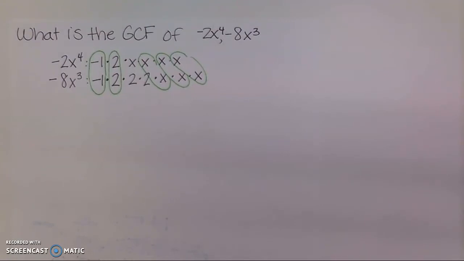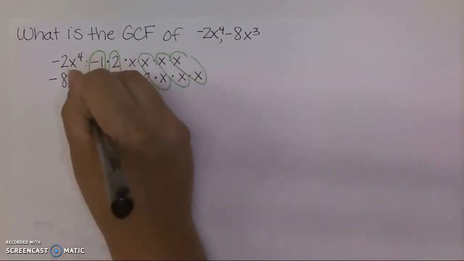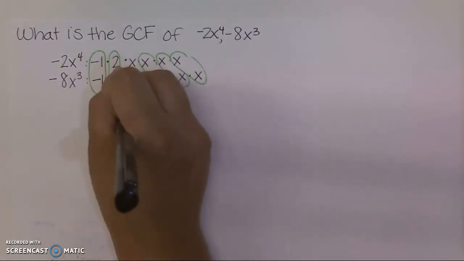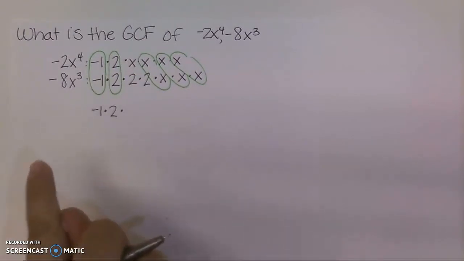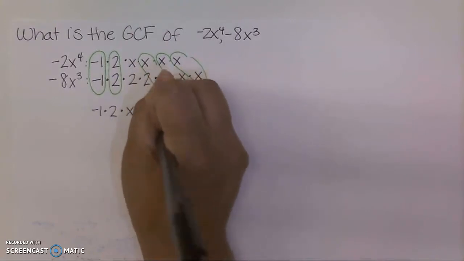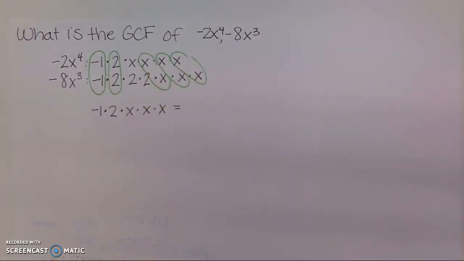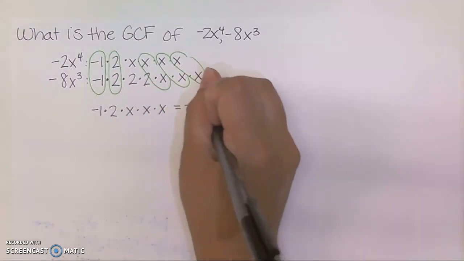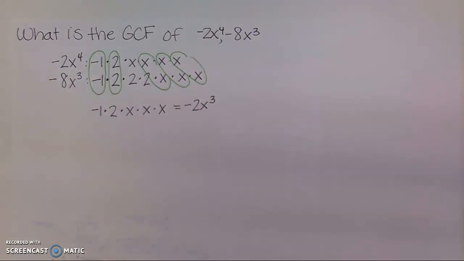To find the GCF, I would need to take one thing from every circle. So -1 times 2, times x times x times x gives me my GCF, which is -2x cubed. So finding the GCF of monomials is super simple as long as you break it down into the prime factorization of each term.